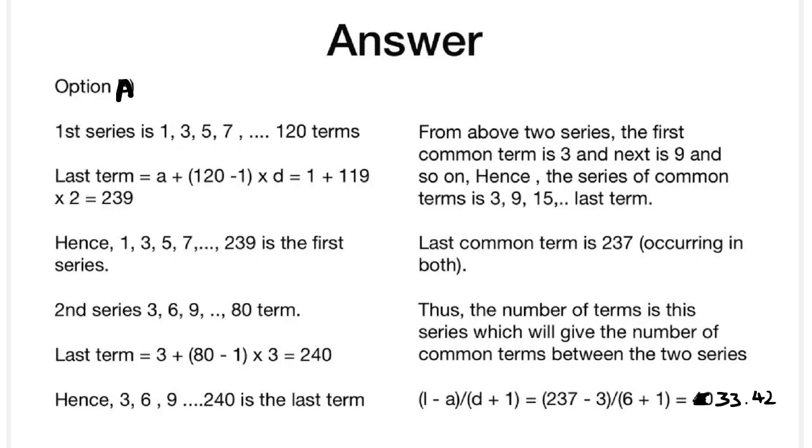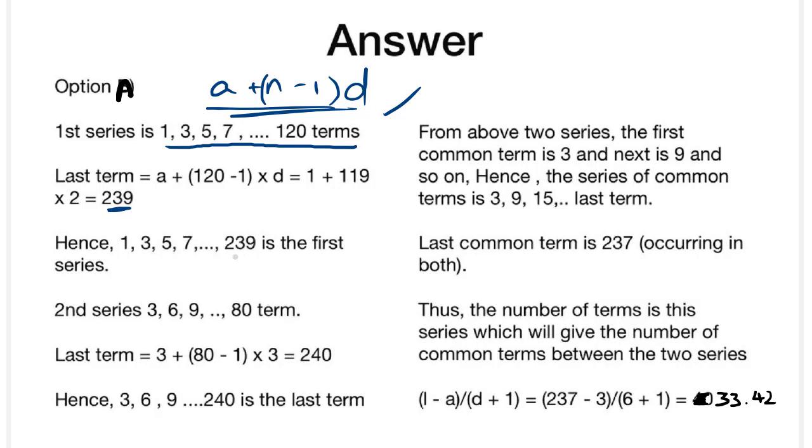We know the arithmetic progression, the first series is 1, 3, 5, 7 till 120 terms. We know a plus n minus 1 into d gives the last term, so we get the last term by this formula: a plus 120 minus 1 into d, where d is 2. So the last term in the first series is 239.